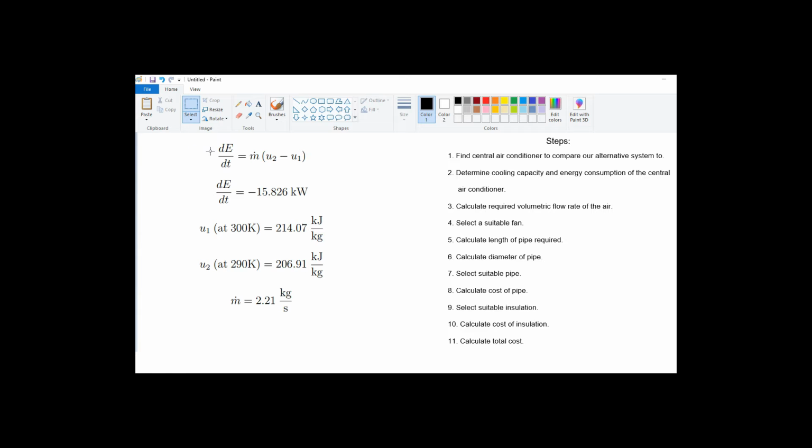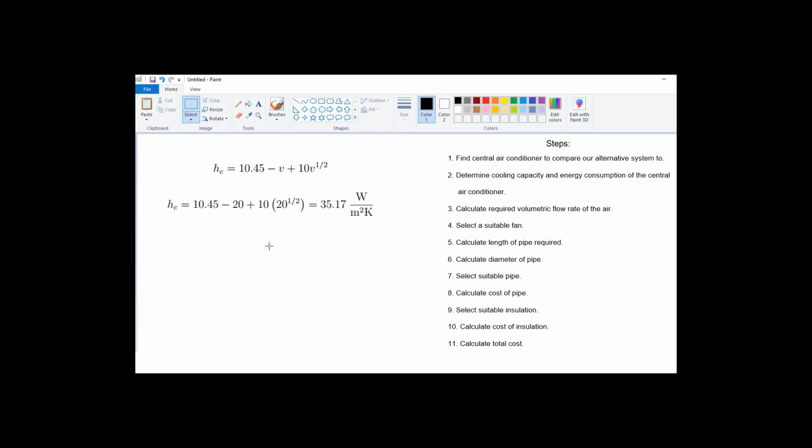We used the equation: the rate of change of energy is equal to m dot (U2 minus U1). Because we are assuming constant pressure, to simplify, we're assuming that the flow is incompressible and at a constant pressure. And so we're able to set this change in energy, or the energy rate, to our negative 15.826 kilowatts. It's negative because we're cooling the system here. And from tables, we were able to find the values of U1 and U2 at 300 and 290 Kelvin. And from that, calculate our m dot at 2.21 kilograms per second.